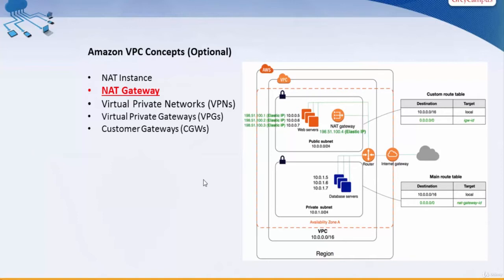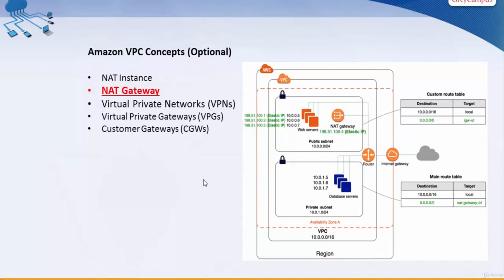On the other hand, NAT instance is a server that we will have to launch, and we will have to do some configurations in it, update a few settings in it and make it work. On the other hand, NAT gateway is a service by Amazon.